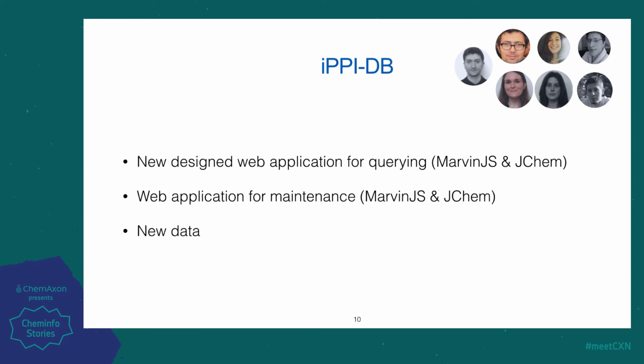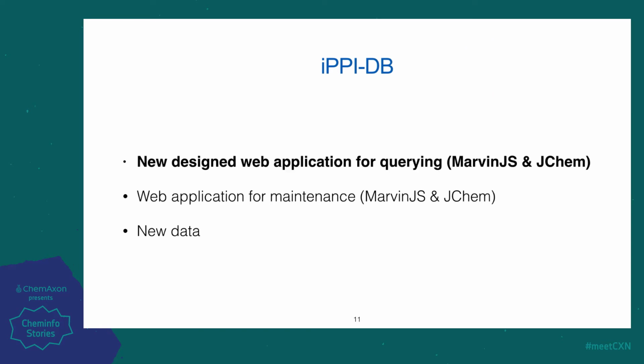One aspect concerns the new querying capacity of the database, and the other concerns the maintenance, which is a major breakthrough for us, because we will preserve manual maintenance, but we have sort of a crowdsourcing tool, but it's API assisted now using MarvinJS and JChem tools. I will start with the web application for querying.